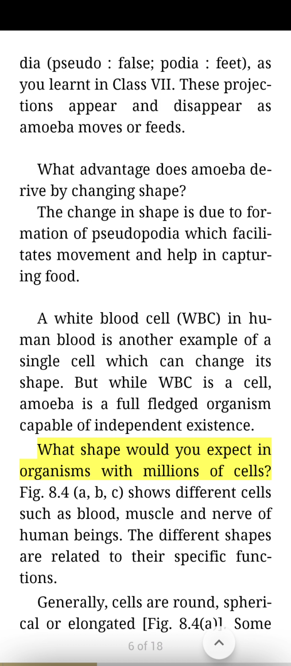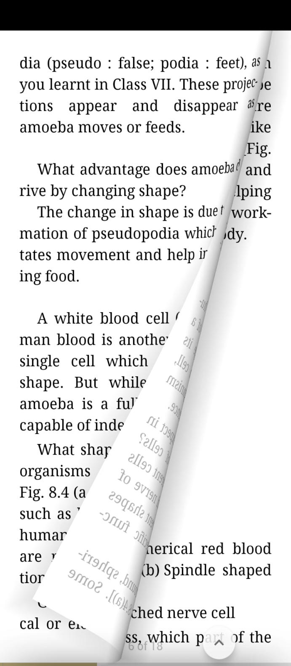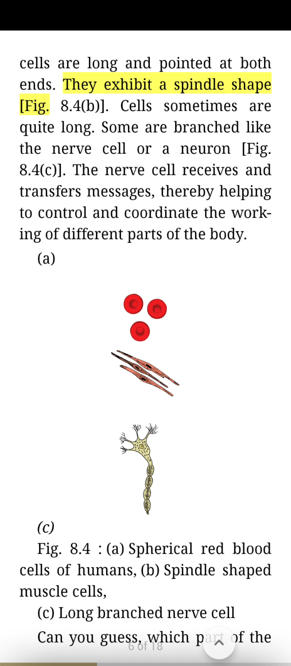What shape would you expect in organisms with millions of cells? Fig. 8.4a, b, c shows different cells such as blood, muscle and nerve of human beings. The different shapes are related to their specific functions. Generally, cells are round, spherical or elongated. Fig. 8.4a. Some cells are long and pointed at both ends. They exhibit a spindle shape. Fig.